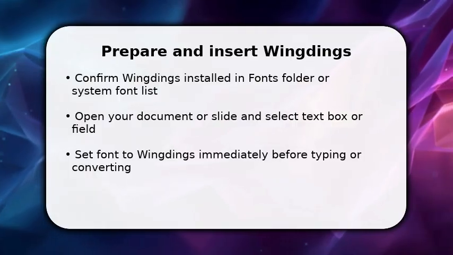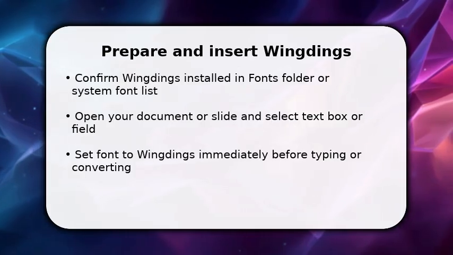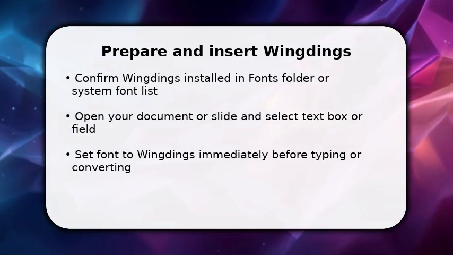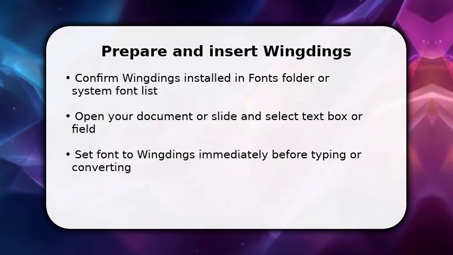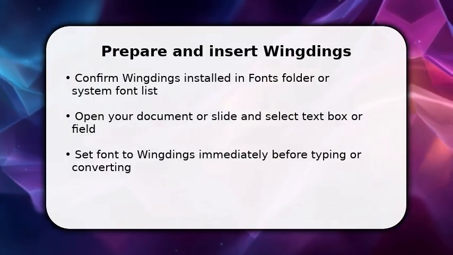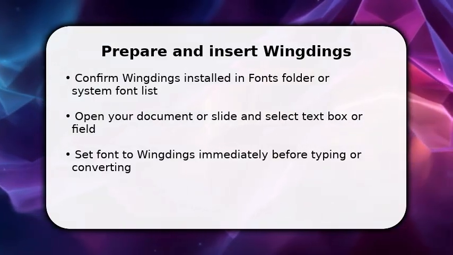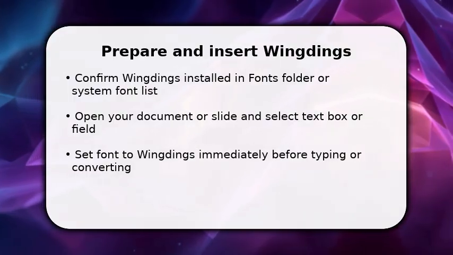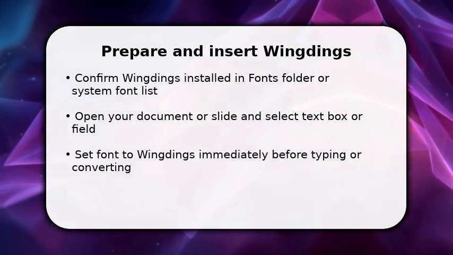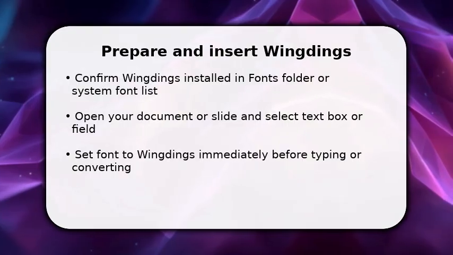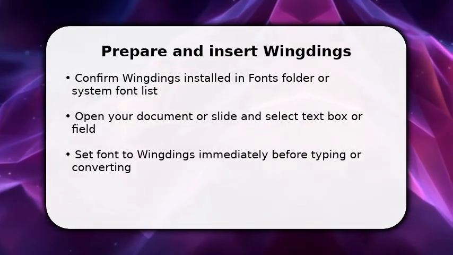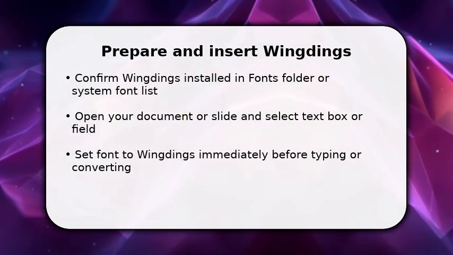You start by confirming the Wingdings font is available on your system. Install it if missing. Once set, open the document or slide and select the exact text box where symbols belong. Change the font to Wingdings before you type, or select existing characters and apply the font to convert them into symbols. This first step ensures character codes map predictably.